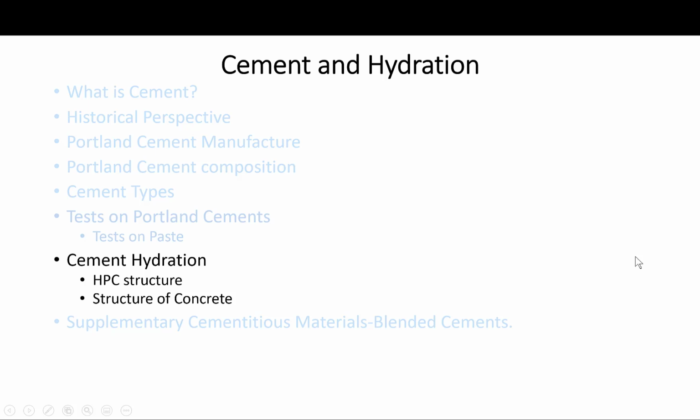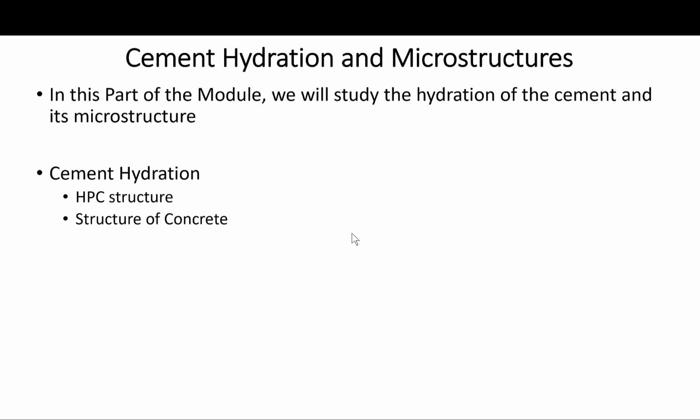We will continue our discussion on the cement module of the class. So far we have covered these topics here, grayed out. Today we're going to start on the hydration, as I said. In this part of the module, we will start on the hydration of cement and its microstructure, the microstructure of the cement paste, that is. So we will basically study the hydration and eventually the paste structure, and we will touch on the structure of the concrete.